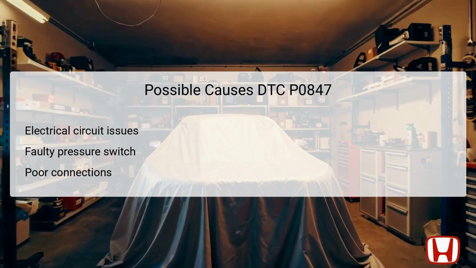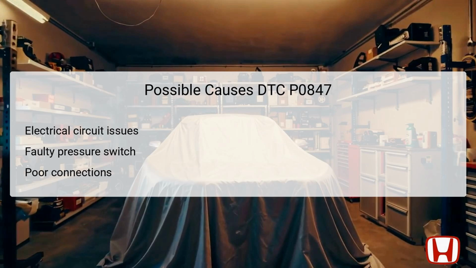The primary cause attributed to DTC P0847 is electrical circuit issues affecting the transmission fluid pressure switch B circuit. It's crucial to note that the fault does not stem from mechanical problems within the transmission itself. A faulty pressure switch could also lead to incorrect signals being relayed to the PCM, triggering the fault code.